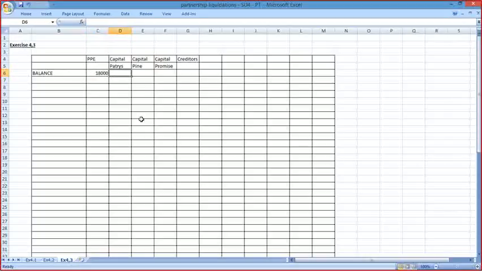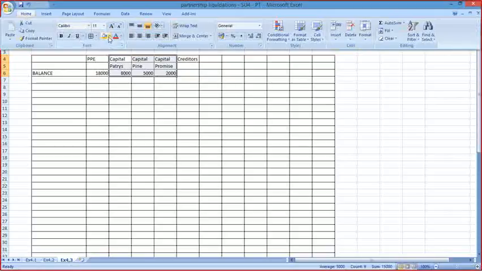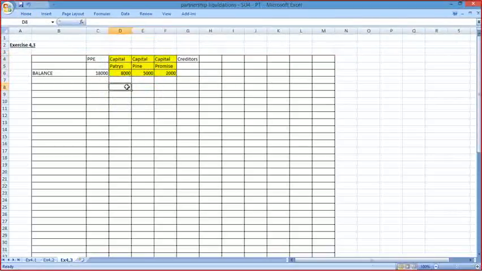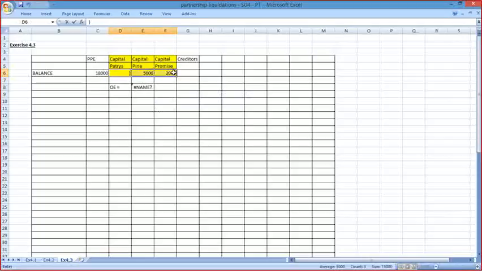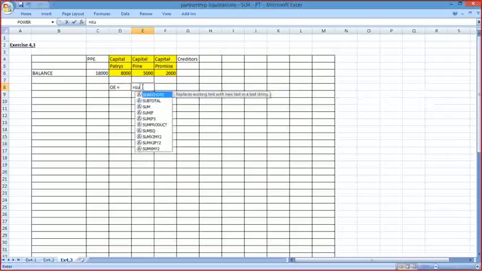How much capital does Patras have? 8,000. Pine? 5,000. And Promise? 2,000. Okay, so those are your partners' owner's equity. So if I highlight that, I can then write owner's equity equals the sum of those three amounts. Do you agree? Yep. Okay, let's add up. Equals sum of those three. Okay, so looking at that, I've got 15,000 there.